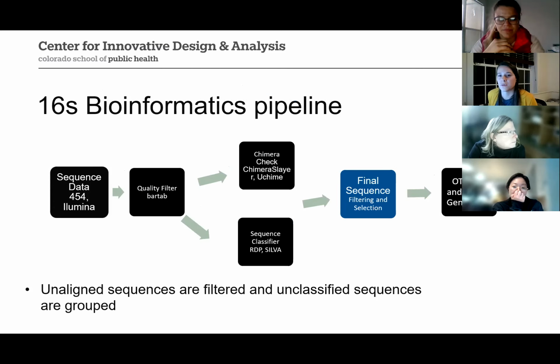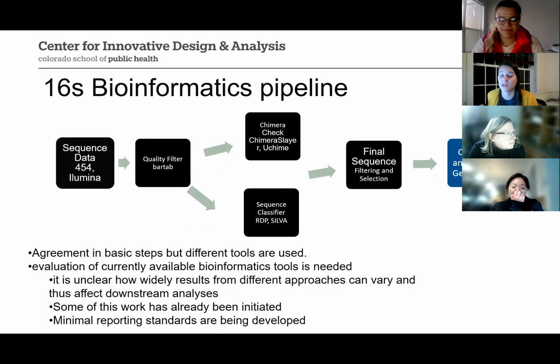And then we're going to do a final sequence call. So we're going to filter out unaligned sequences and group together the unclassified sequences that we might be getting. And then lastly, we're going to get an OTU table. As I said before, the pipeline basically agrees in the basic steps, but it differs in the software, and there is some subjective filtering that happens in the final sequence calls, for example.